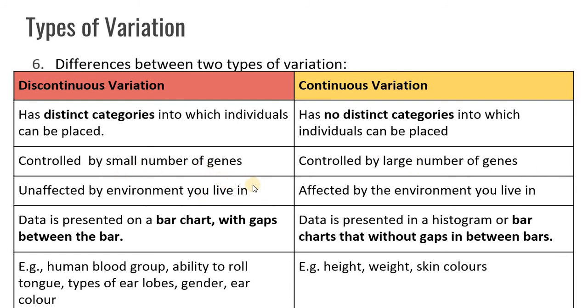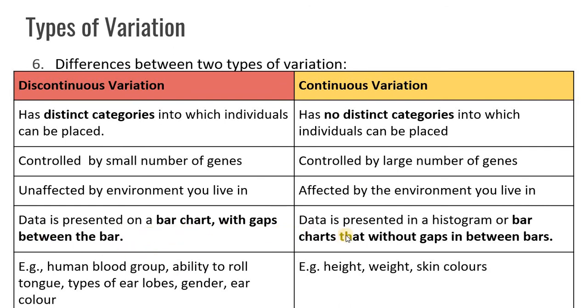For example, in this case, it would be your gender. You are either male or female. If you read about chromosomes, your chromosomes will determine your gender. Discontinuous variation is not affected by the environment that you live in, whereas continuous variation is affected by the environment that you live in.